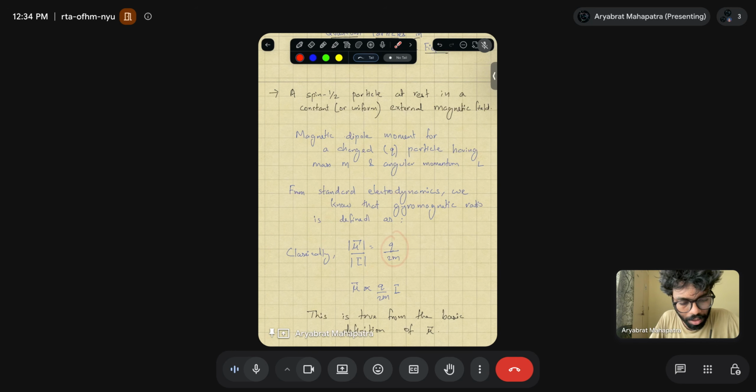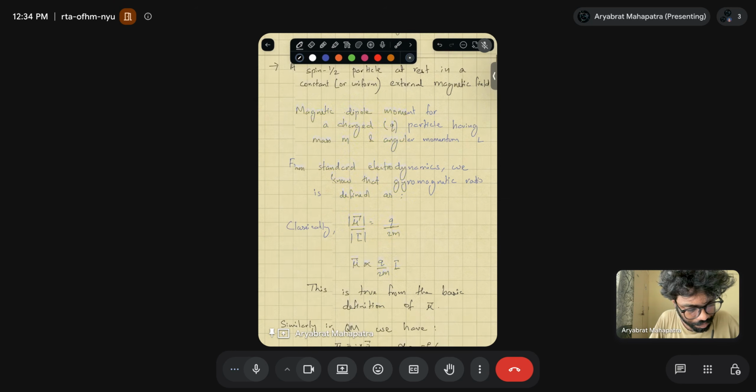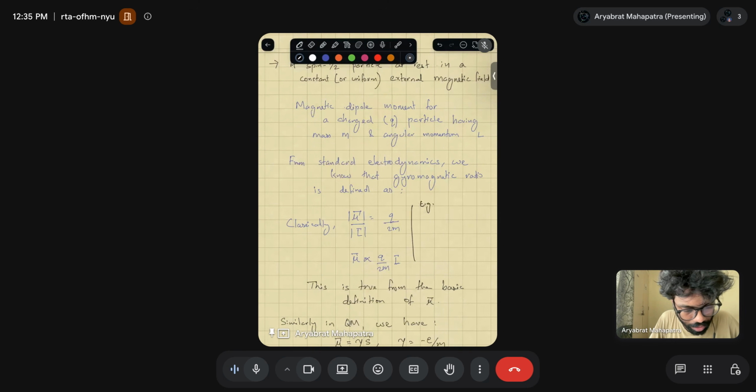For example, if you take a charged particle moving in a conducting loop, or some rotating charged sphere, if you have a sphere full of charges and you rotate them in an external magnetic field, basically how the angular momentum and the magnetic moment can be related.